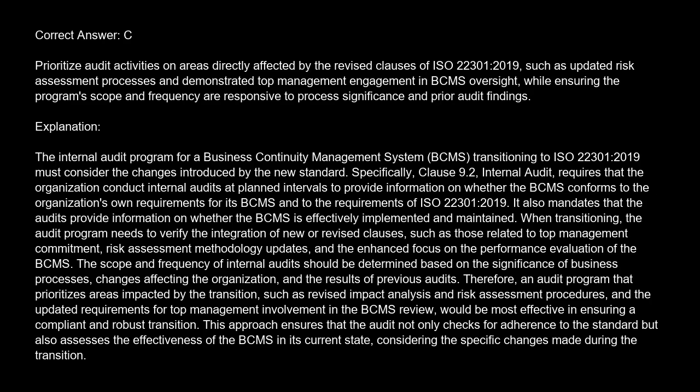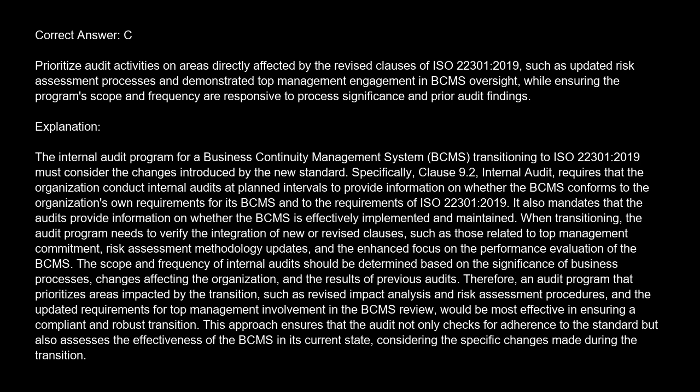Correct answer is C. Prioritize audit activities on areas directly affected by the revised clauses of ISO 22301:2019, such as updated risk assessment processes and demonstrated top management engagement in BCMS oversight, while ensuring the program's scope and frequency are responsive to process significance and prior audit findings. Explanation: the internal audit program for a business continuity management system, BCMS, transitioning to ISO 22301:2019 must consider the changes introduced by the new standard.